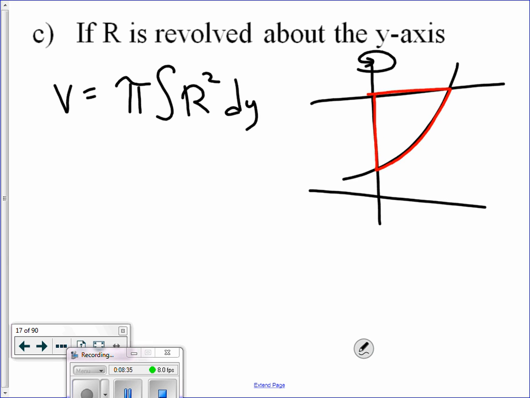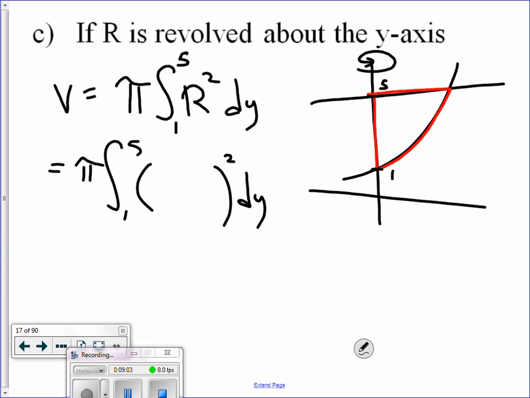Now, I think a lot of you, when I was looking at people working yesterday, they said 0 to 5. E to the x crosses here at 1. Because e to the 0 is 1, so this y value is 1. So the limits of integration, smallest y to greatest y, would be 1 to 5. dy problem. Now we got one more thing to do. We got to figure out what r is.